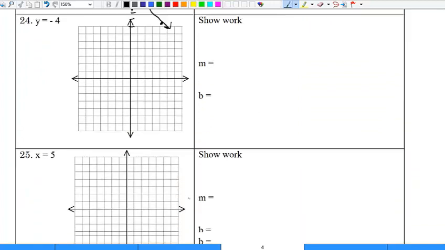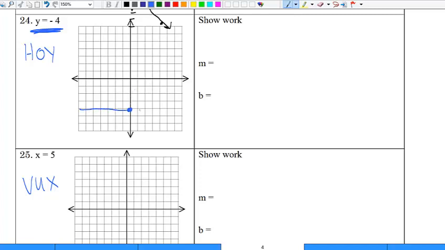These next two are special cases. Because there's only one letter and not two, this is a special case. So the first one is a HOY special case, and the next one is a VUX special case. HOY stands for horizontal lines have zero slopes and their equations look like y equals a number. So clearly that's y equals some number. So I know I have a horizontal line at 1, 2, 3, -4.